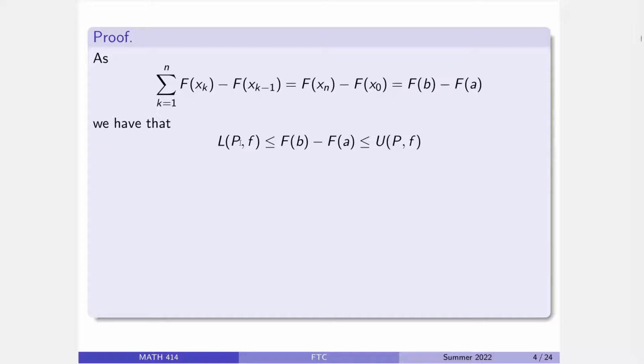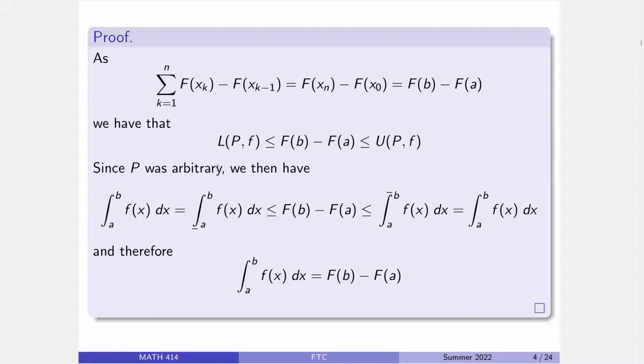So, note, the lower Darboux sum of f for the partition P, and the upper Darboux sum for the partition P, always contain the quantity F(b) minus F(a) in between them. And since this is arbitrary, that means that the lower Darboux integral cannot exceed this value, and the upper Darboux integral cannot be less than it. So this is squished right in between the integral from a to b of f of x on both sides, and there we go. We have proven the fundamental theorem of calculus.